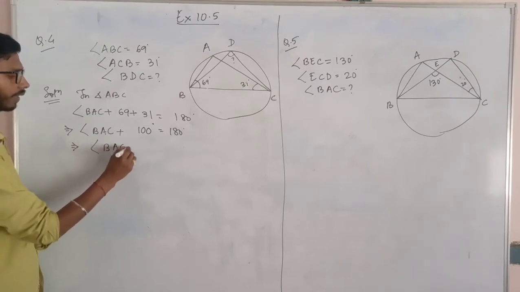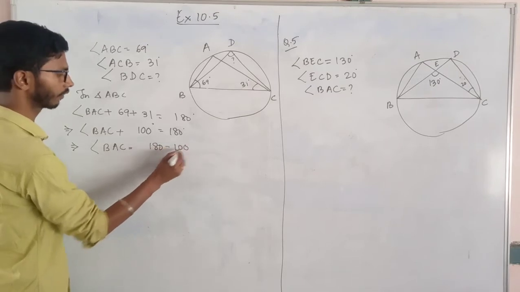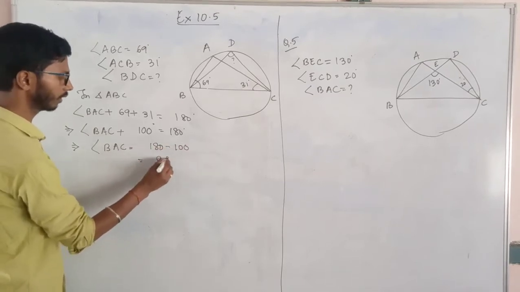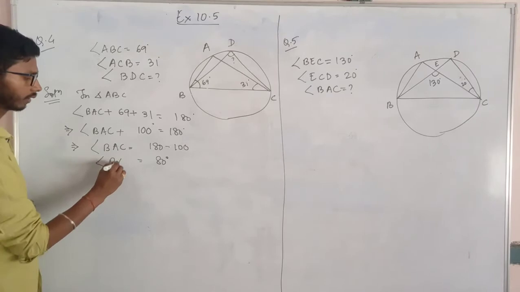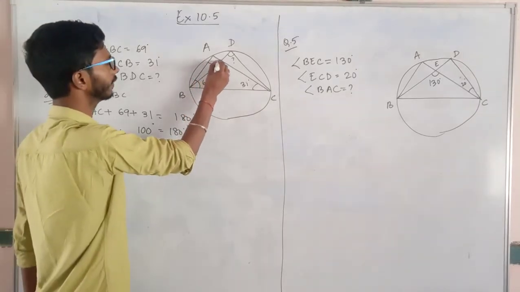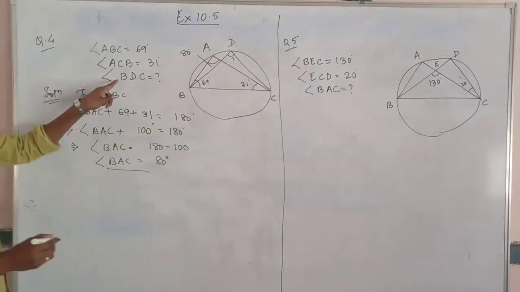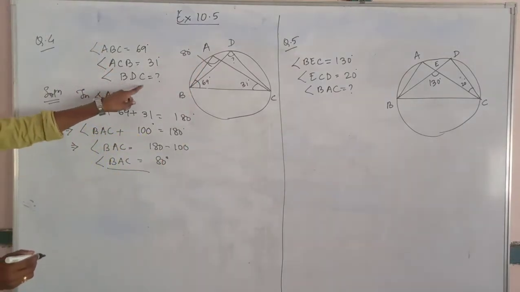So angle BAC is equal to 180 minus 100, so we get 80 degrees. Now we have to find the measure of angle BDC.